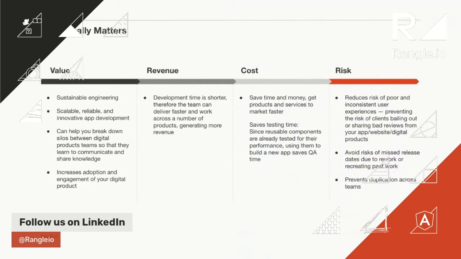Now, let's go over what really matters. This is a very simple chart. I wrote some text there, but I'll go through it together and summarize it. When we look at what's important for enterprises, we ask ourselves, how do value, revenue, cost, and risk link together to give enterprises what they need to succeed?